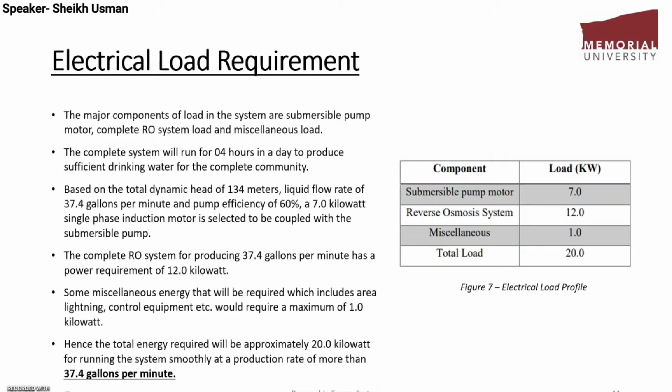On the basis of that, we selected the loads. In order to achieve the required capacity of 37.4 gallons per minute, we selected a reverse osmosis system which takes 12 kilowatts of load. The pump selected was 7 kilowatts, a submersible pump, which can easily provide a dynamic head of 134 meters at the required flow rate. The miscellaneous 1 kilowatt load is for the lighting and control equipment that will be in the system. So eventually the total load of the system turns out to be 20 kilowatts.